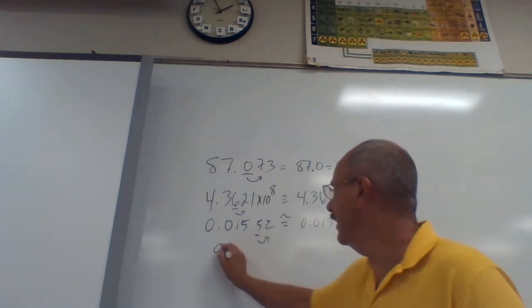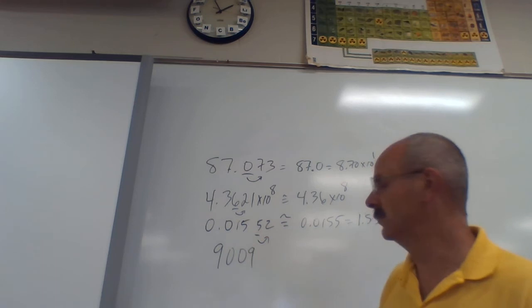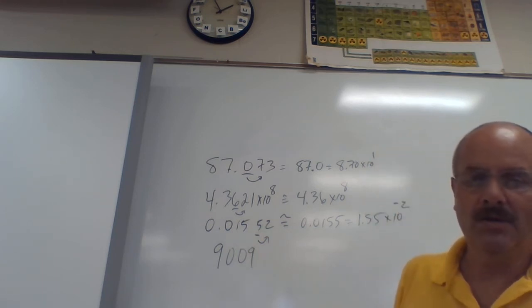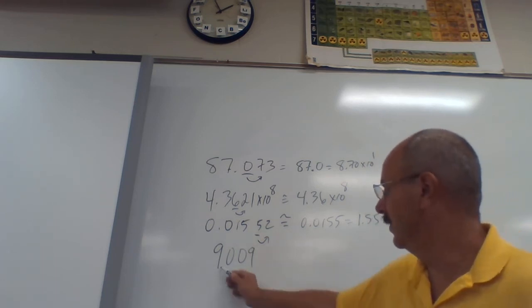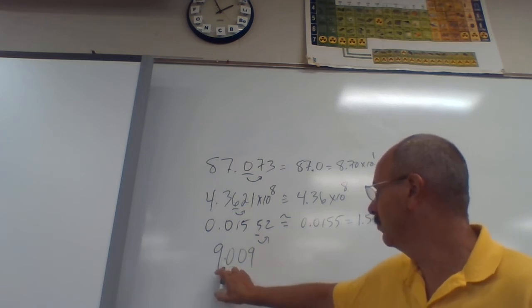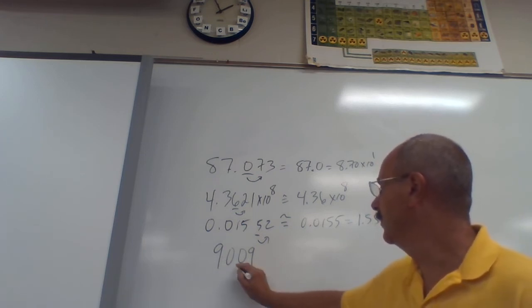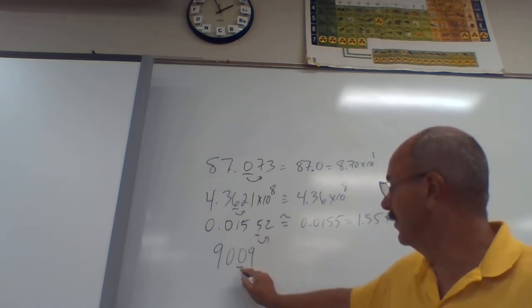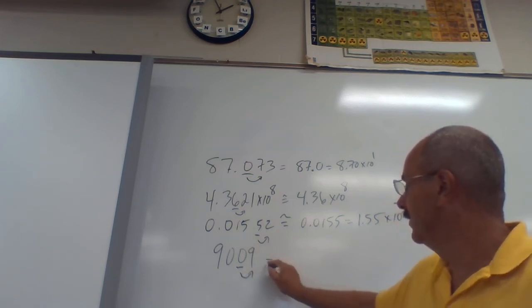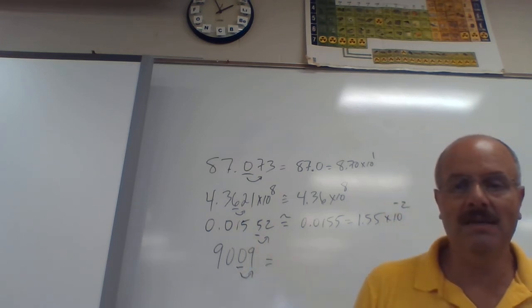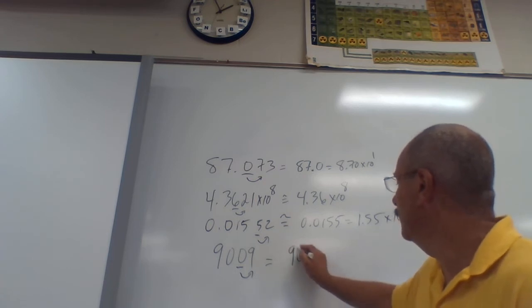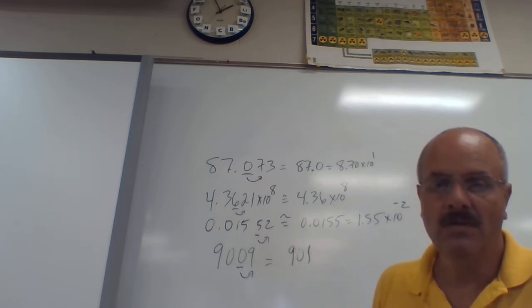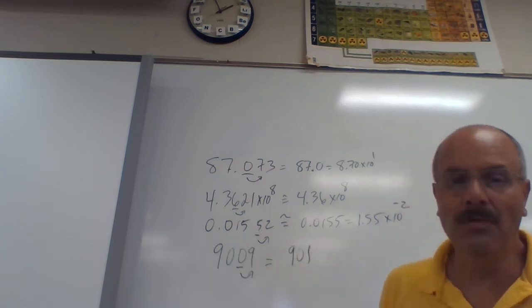Letter D, we got 9,009. Ooh, this one's tricky. We got to go to the third significant figure. Well, 1, 2, 3. Oops. Here is the third significant figure. So I'm going to round off by looking at the 9. If I round this thing off, the common mistake that people make is they go, well, it's 901. Well, is 901 the same as 9,009?